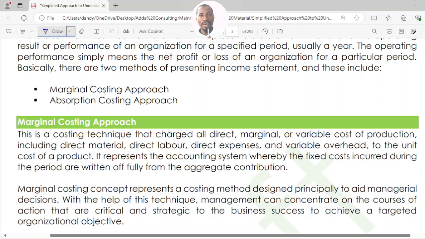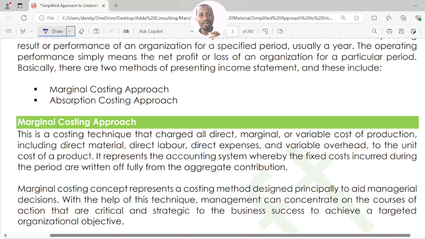However, marginal costing is an accounting system whereby the fixed cost incurred during the period is written off fully from the aggregate contribution. This simply means that in order to get the profit, you are supposed to deduct the period cost. All the fixed cost incurred during the period, you deduct it from the aggregate contribution for you to arrive at a profit. That's what that simply means.